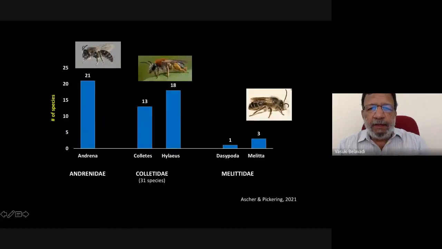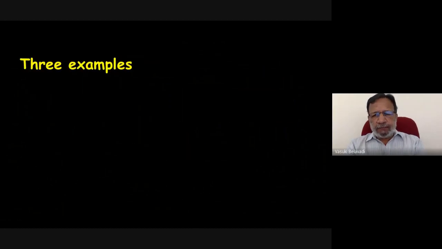Then the remaining three smaller families, Andrenidae, Colletidae, and Melittidae. As I said, Andrenidae is represented by a single genus, Andrena, with 21 species, Colletidae with two genera, Colletes and Hylaeus, with 13 and 18 species, and Melittidae with only four species in two genera, Dasypoda with one species, and Melitta with three species. So this is, in general, about the diversity of bees that we have.